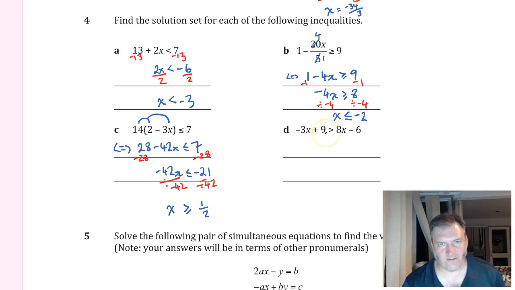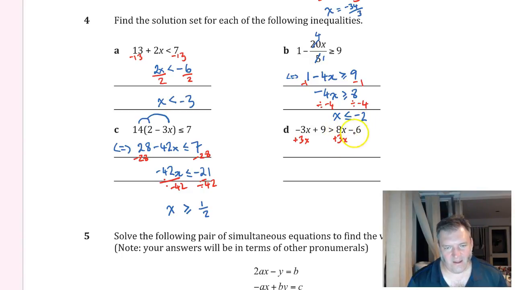Where have I got more x's, on the left or the right? Hopefully you said the right. This is negative 3 on the left, positive 8 on the right. So I want to get rid of the smaller one. So the opposite of negative 3x is to add 3x to each side. That'll be the inverse operation.